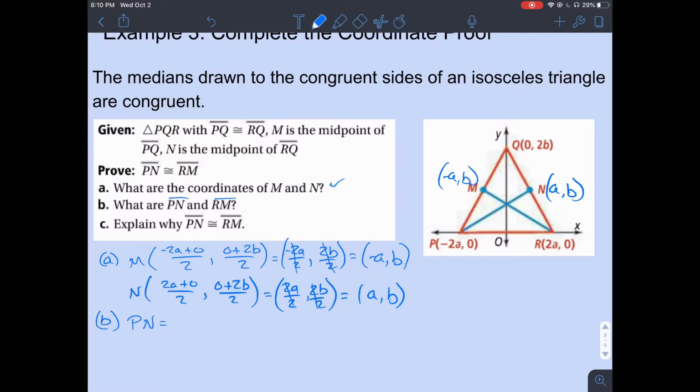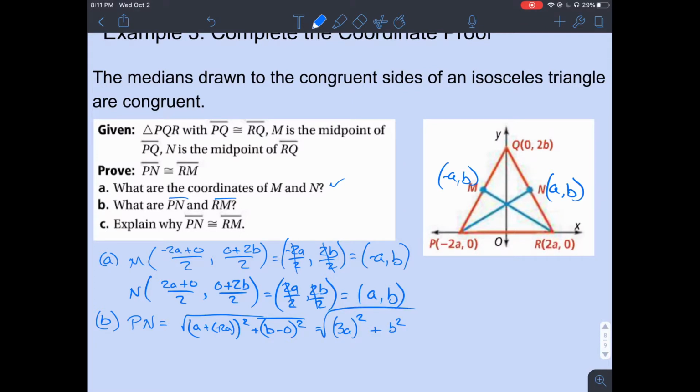We'll start with PN. And once again, we want to start with the furthest to the right, which means we'll start with N minus P. So we'll have a minus a negative 2a, quantity squared, plus, since we started with N, we've got to start with b minus 0, quantity squared. Now, change our signs here to become plus. a plus 2a is going to give us 3a, quantity squared, plus b minus 0 is just going to give us b, squared, all under the radical.